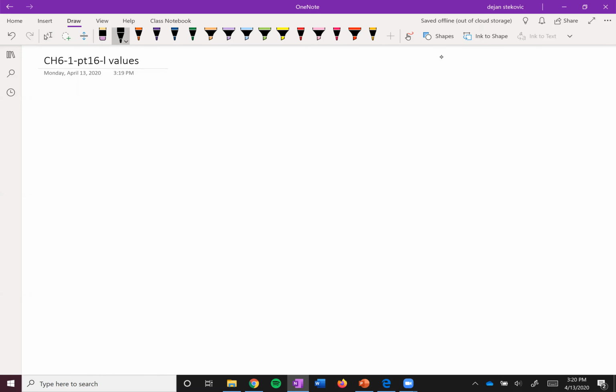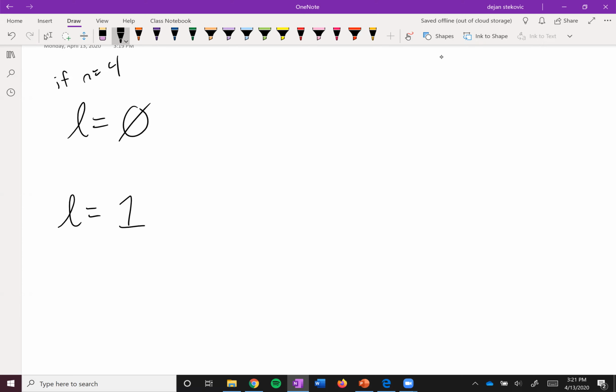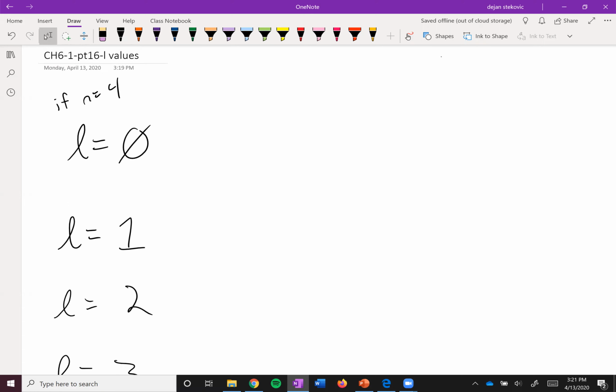All right, so let's take a look at different values of L and see what that means for the orbitals. Remember, L can equal 0. If n equals 4, L can equal 0, L can equal 1, L can equal 2, and then L can equal 3, right? And so we want to think about what the different meanings here are.